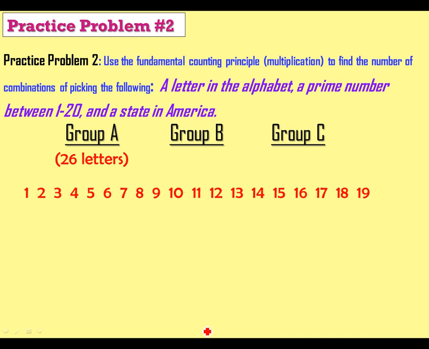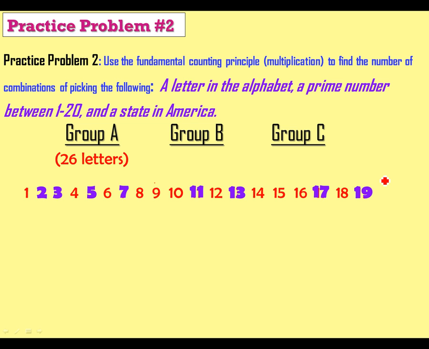Group B, you have to do a little bit of thinking here. Sorry to make you think, but let's look at all the prime numbers between 1 and 20. So 2 is a prime number, 3 is a prime number, 5 and 7. The next one is 11, 13, 17, and 19. Hopefully none of you picked 9 or 4. A lot of you think that 9 is a prime number. It is not a prime number.